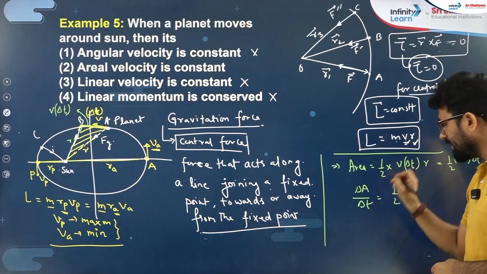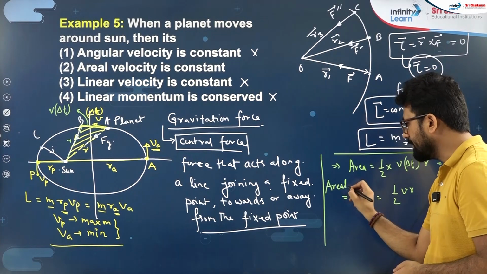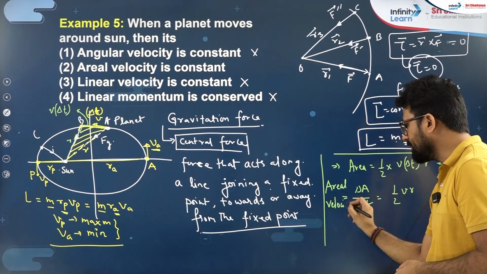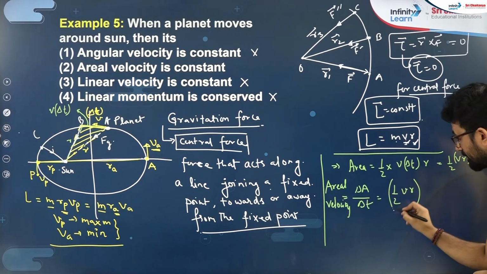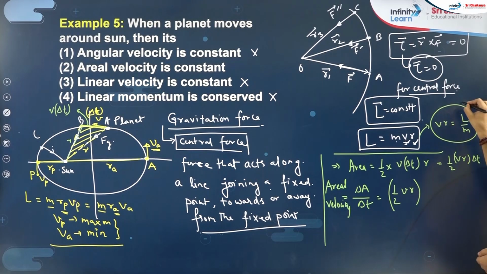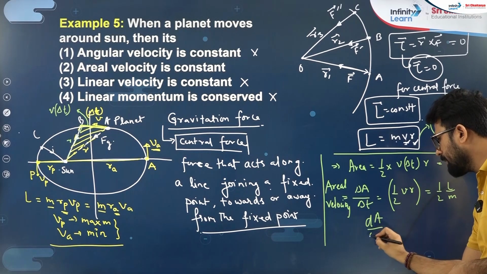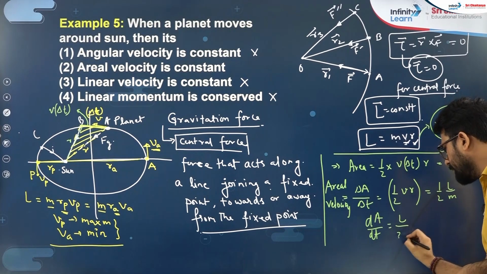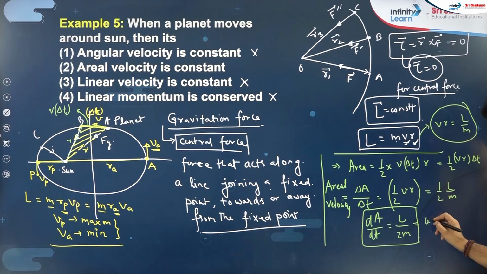Focus, delta A by delta t is nothing else but the aerial velocity. What do we call it? Aerial velocity. And this is 1 by 2 v into r. Just see this 1 by 2 v into r, that is also very important. We can say v r is equal to L by m. This value can be placed here. You can say 1 by 2 into L by m, or dA by dt is equal to L by 2m. L is constant, mass is constant, that means this is also constant.